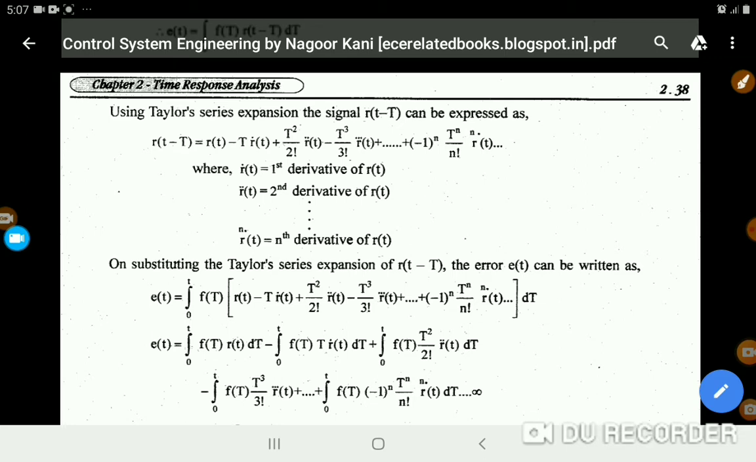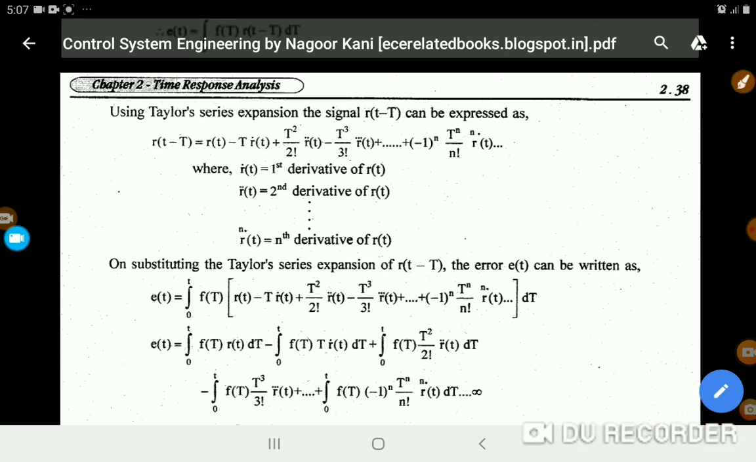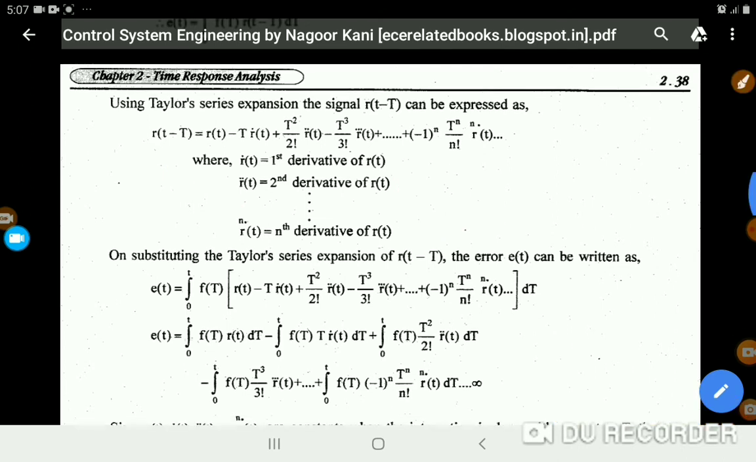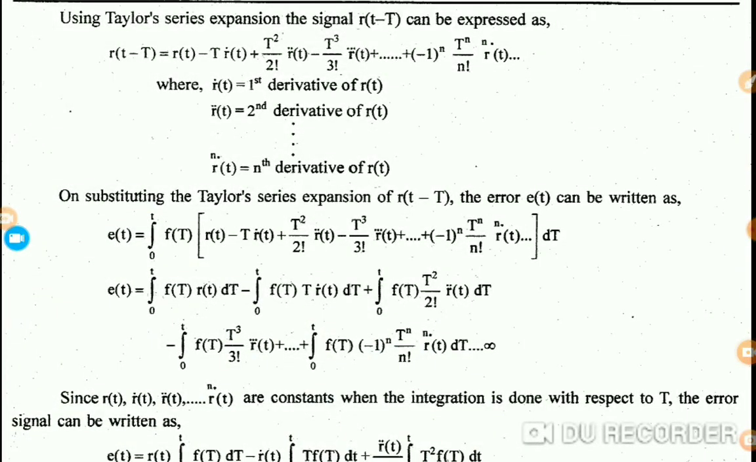Taylor series expansion. Here r dot of t equals the first derivative of r of t, r double dot of t is the second derivative of r of t, then r power n dot equals the nth derivative of r of t. This is a general Taylor series expansion of a signal. Now this can be substituted for our e of t.